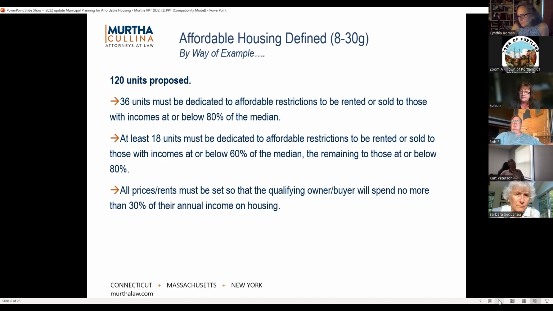And all prices and rents have to be set so that the qualifying owner or buyer will spend no more than 30% of their annual income on housing. Next slide, please.